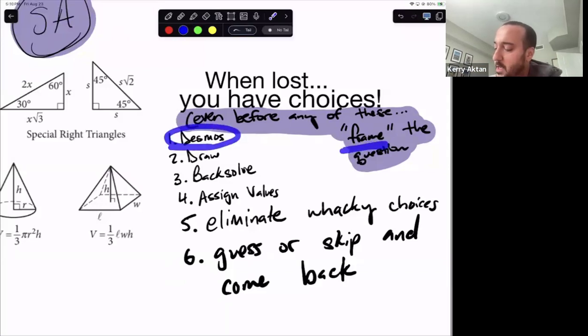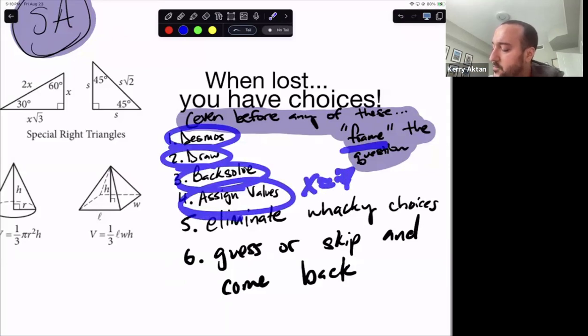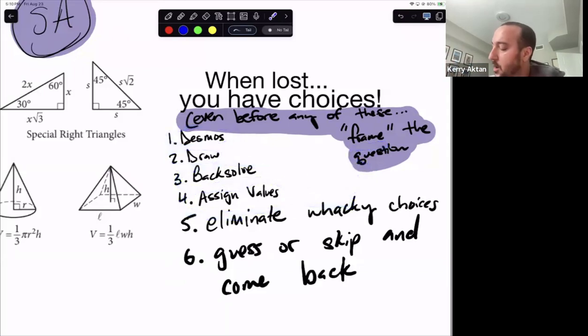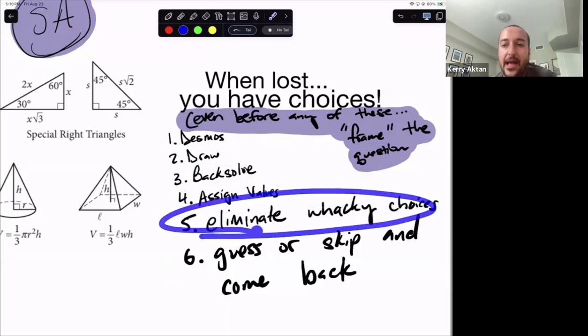You have Desmos. You have the ability to draw something to visualize it. You can use the answer choices. You can even assign values. You guys know that I love to assign x as 7 or x as 5 and just try. The last case, kind of last resort, is eliminate wacky choices.